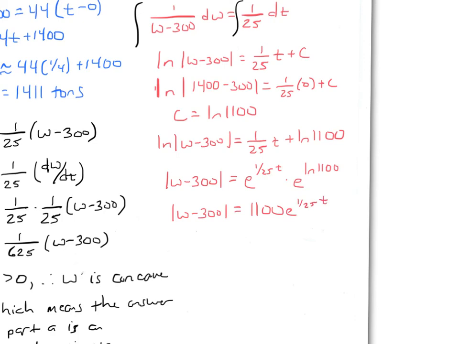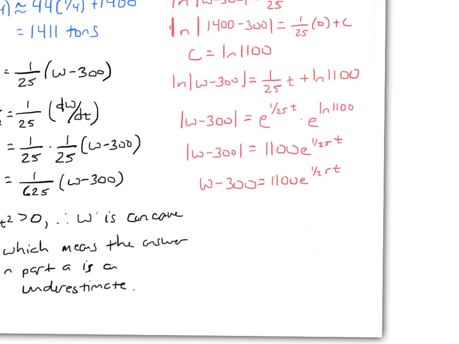And now we have to decide what sign we're going to use, because we know our quantity could be positive or negative within the absolute value. But we know from our initial condition that if t is equal to 0, we need to get a positive 1400, and the only way we're going to do that is if our quantity is positive here. Which means that our solution is 1100 e to the 1 over 25t plus 300.